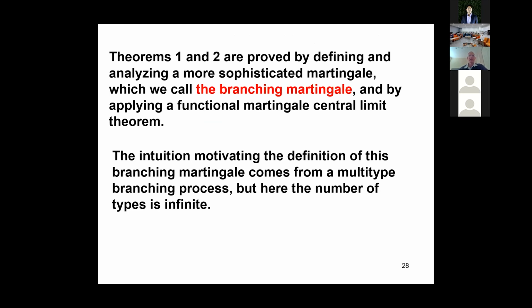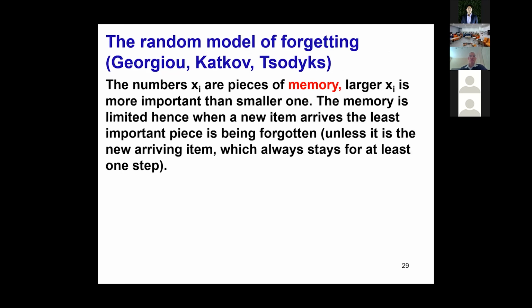Let me just mention that the more sophisticated theorems are proved by defining and analyzing a more sophisticated martingale, which we call the branching martingale, and by applying some central limit theorems for martingales. And there is some intuition behind this definition, which is multi-type branching processes. I'll not talk about this. This is a process in which the number of types is infinite.